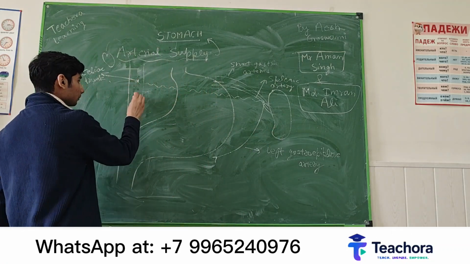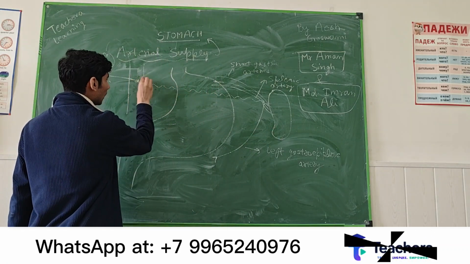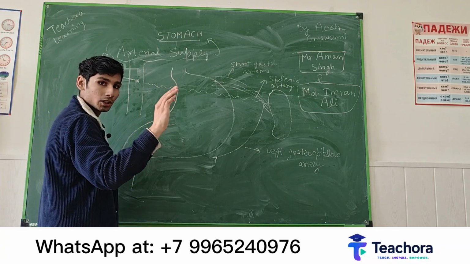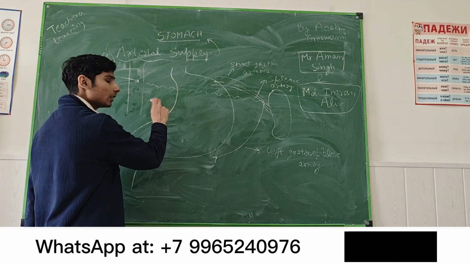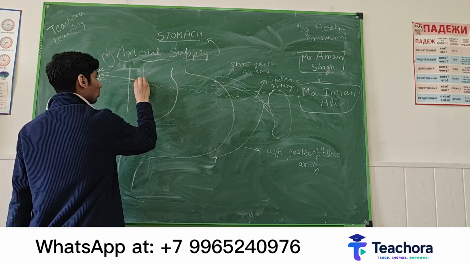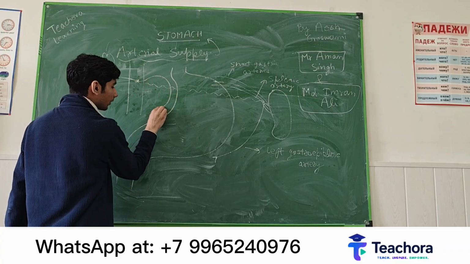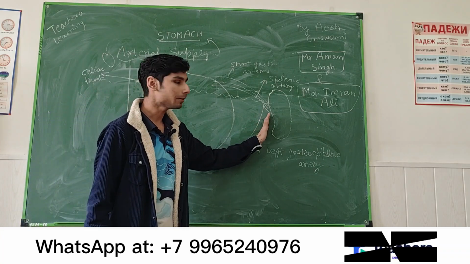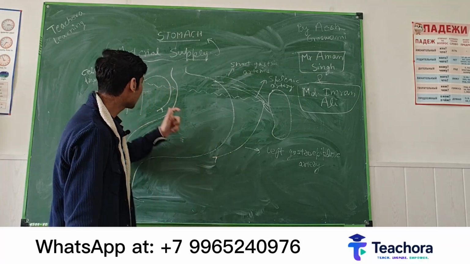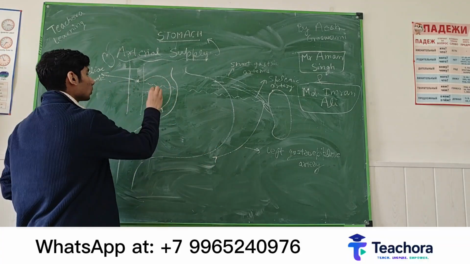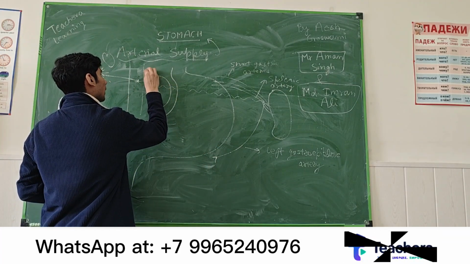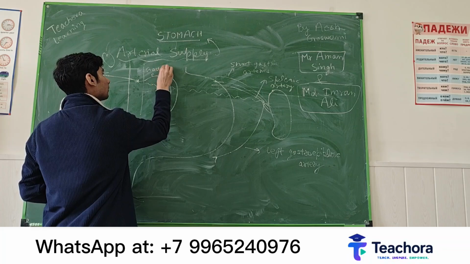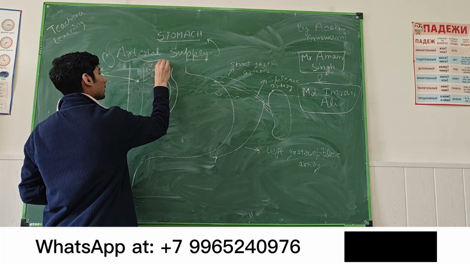From celiac trunk, one branch goes to the left gastric artery to supply half of the lesser curvature. So this is the left gastric artery. Same like the left gastroepiploic half, again left gastric artery half. So what is this one? I am writing very small now. Gastric, which one? Left gastric artery.